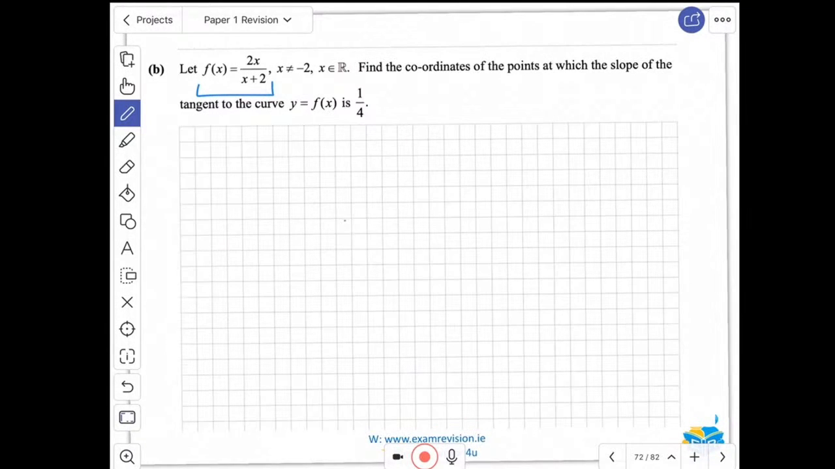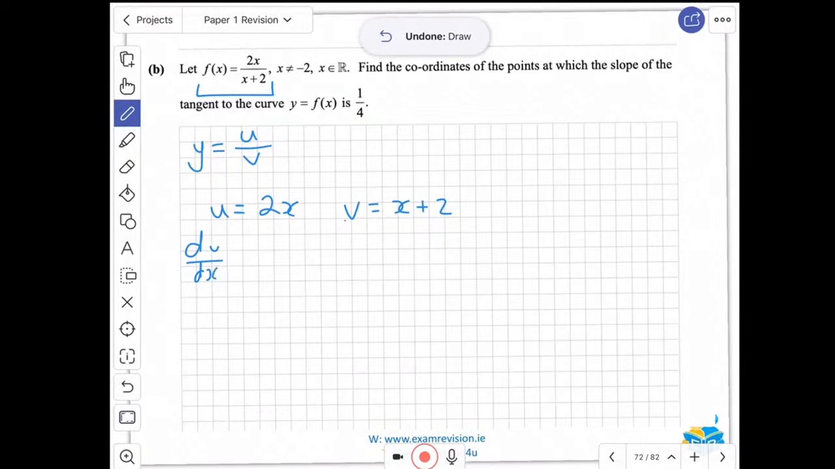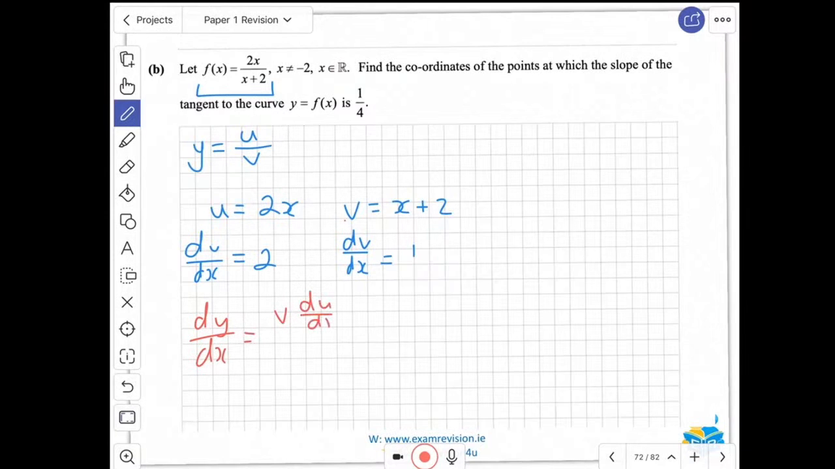Okay, so you're going to start off by going to page 25 and looking up that they're telling you y equals u over v. So I'm going to say u is equal to the top of my fraction and v is equal to the bottom of my fraction. I'm then going to go and differentiate. So du/dx is equal to 2 and then dv/dx is equal to 1. I then go and I write my formula down from page 25 and it's telling me that dy/dx is equal to v du/dx minus u dv/dx all over v squared.